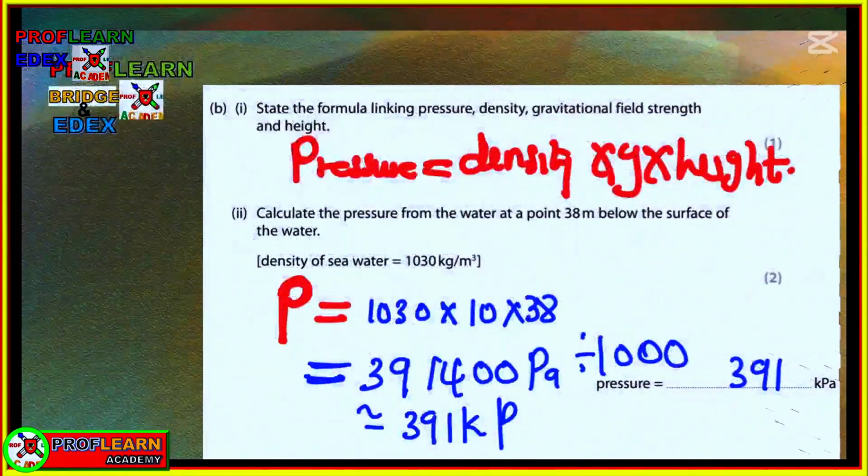Moving to the next question, it says state the formula linking pressure, density, and the gravitational field strength. This is going to be pressure equals density times gravity times the height of the liquid column. Then you are supposed to calculate the pressure of the water at the point 38 meters below the surface. In some other question you may be told to include atmospheric pressure. So if they had given us atmospheric pressure, we would get this pressure and then add atmospheric pressure. But this question was just straightforward.